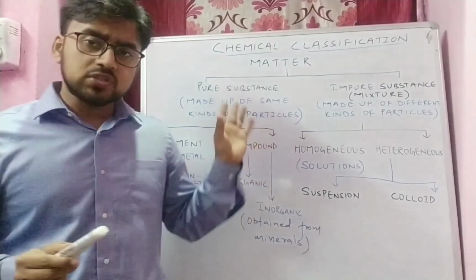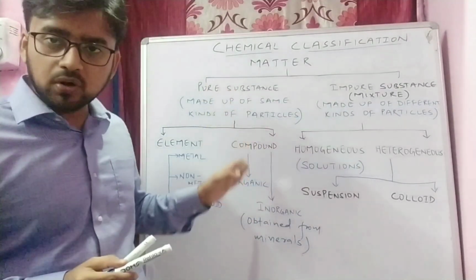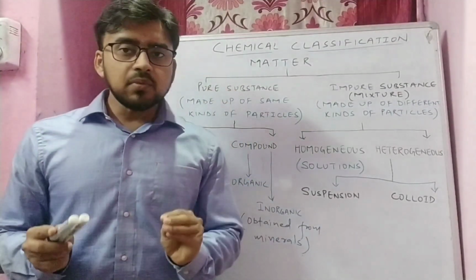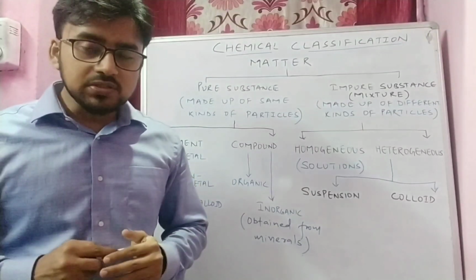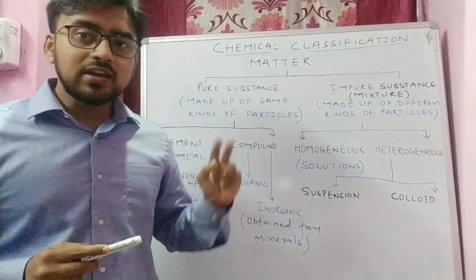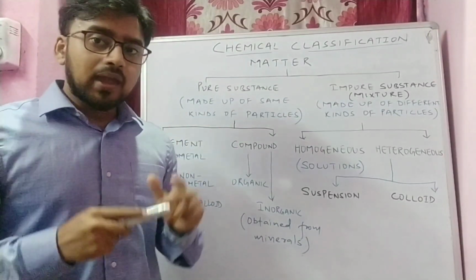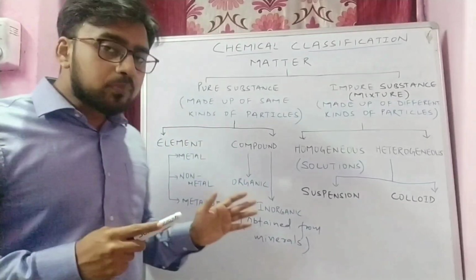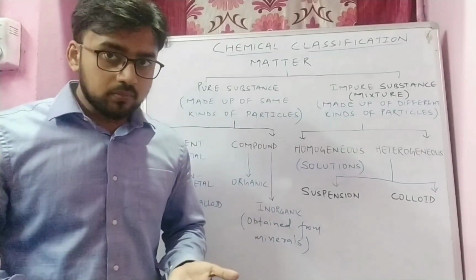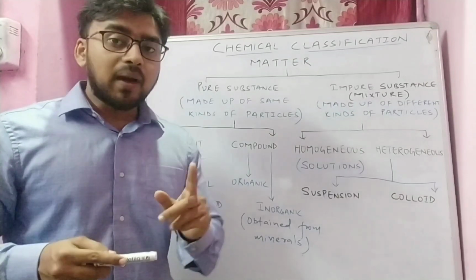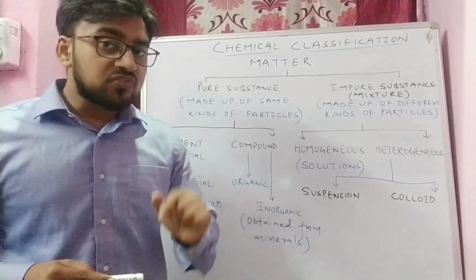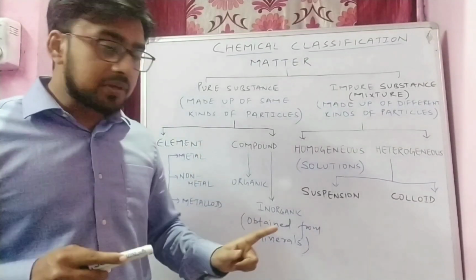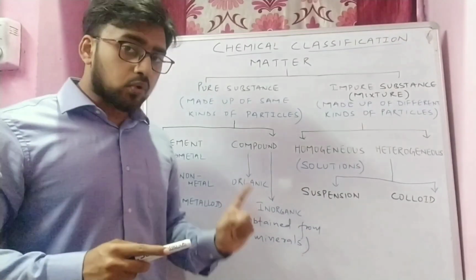A compound is a pure substance. As you can see here, a compound is a pure substance. It is made up of the same kind of molecules. And the third point is that it can be broken down into simpler substances by the chemical method, not by the physical method. By the chemical method only, this compound can be broken down.